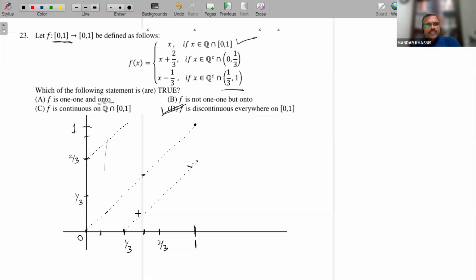And one-oneness is also visible. I suppose you can see one-one. There is no clash. Two elements having the same image won't happen. That care has been taken by taking these two different lines. So A is also true. So the correct answers are A and D.